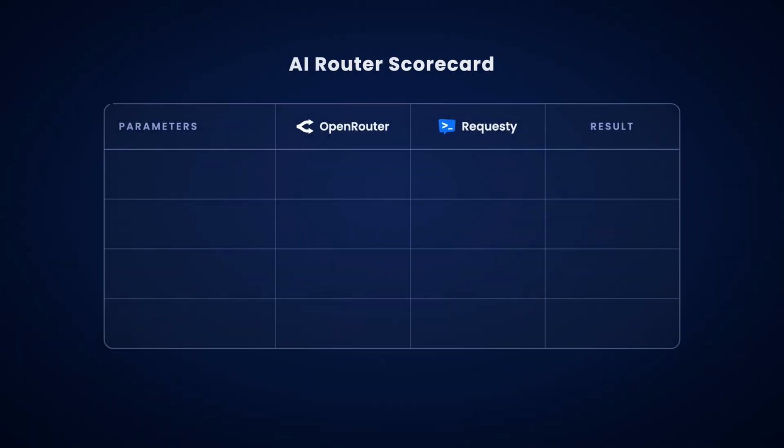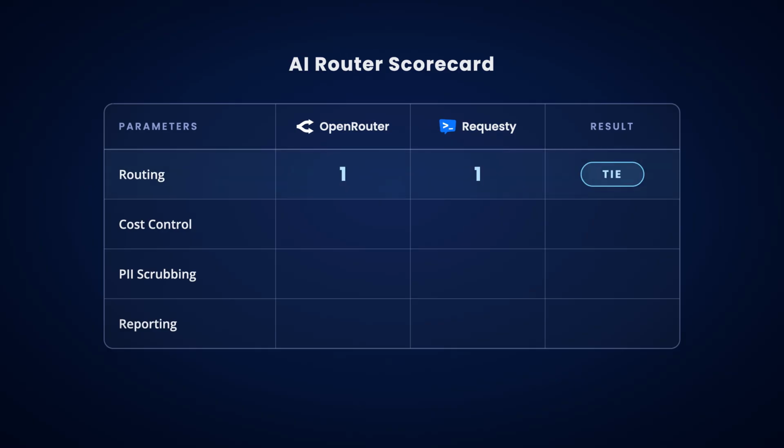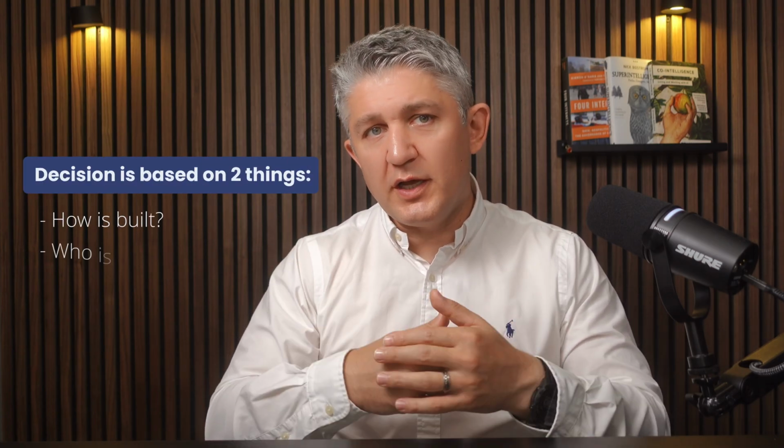Which one should you run? The final scorecard is closer than the internet will tell you. So the routing is a tie, cost control is a tie, PII scrubbing is also a tie. Reporting is very close. These two have converged hard recently, so the decision isn't a feature checklist, it's two things: how it's built and who it's built for.